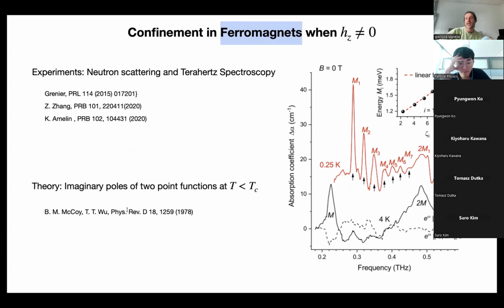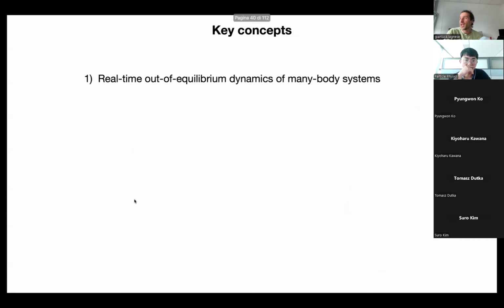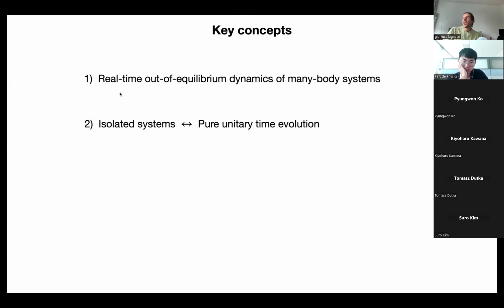They were observing this tower of poles appearing in the two-point function. So these are, historically, the first evidence from the theoretical point of view of this phenomenon. But in our case, we want to address this phenomenon in real-time, out of equilibrium settings. And everything we're going to do is a real-time evolution.